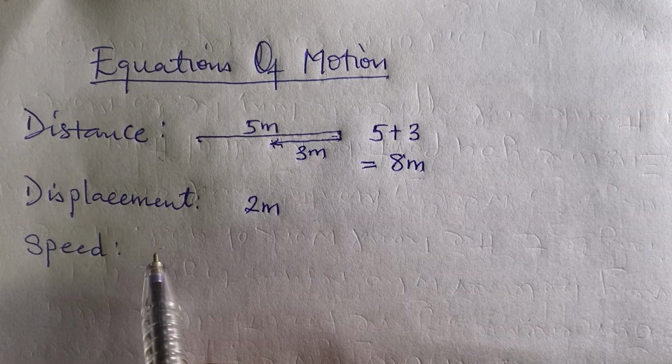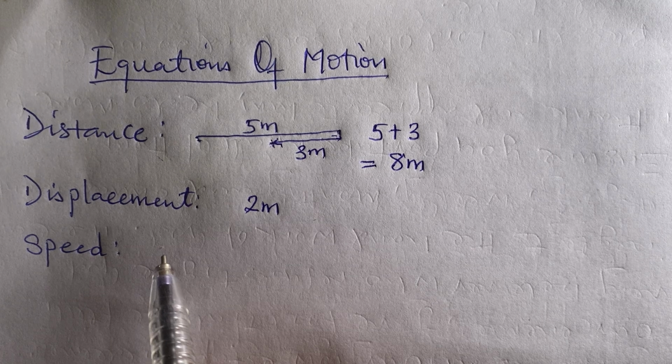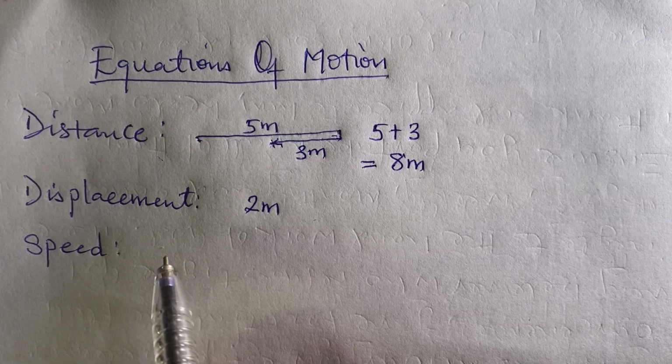Speed is simply distance covered per unit time. That is how fast you are moving. Here, no direction is involved, just how quick you are moving. That's what speed is all about.